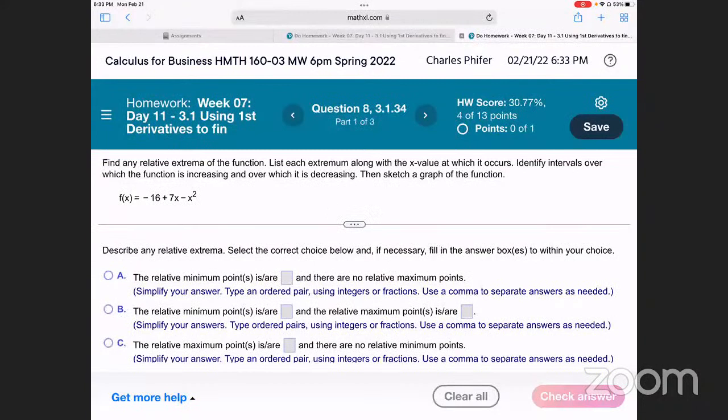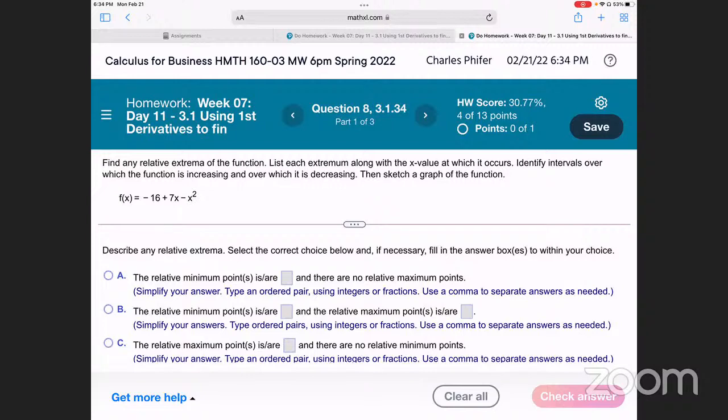Okay. So with this question, it says find any relative extrema of the function, list each extrema along with the x value at which it occurs, identify the intervals over which the function is increasing and over which it's decreasing, and then sketch the graph. Extrema. So if we're talking about extrema, we need to look at the first derivative.